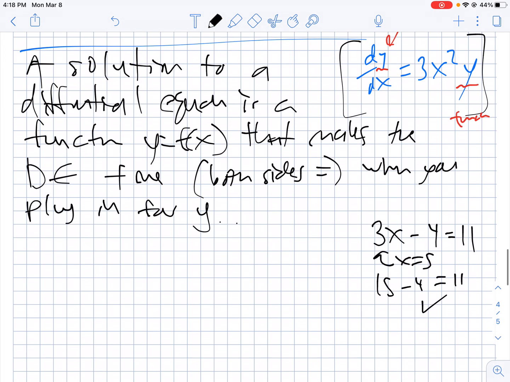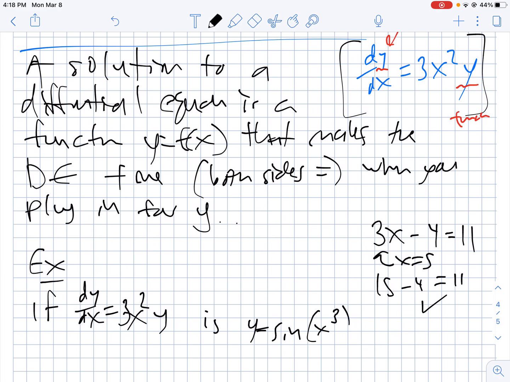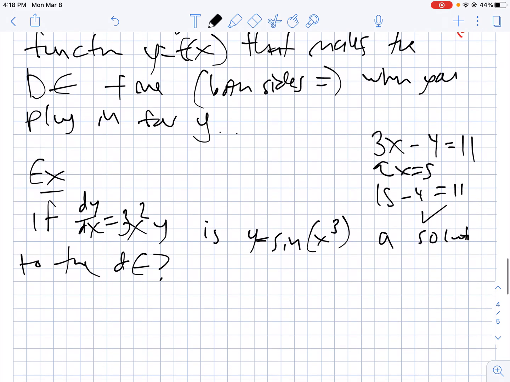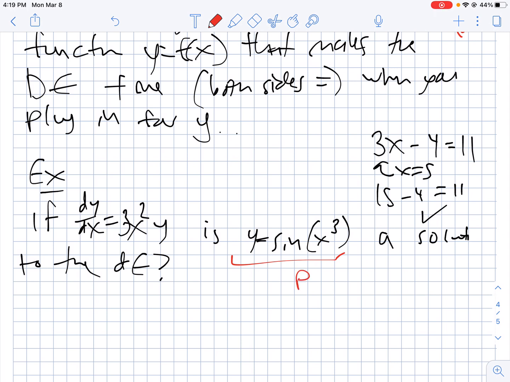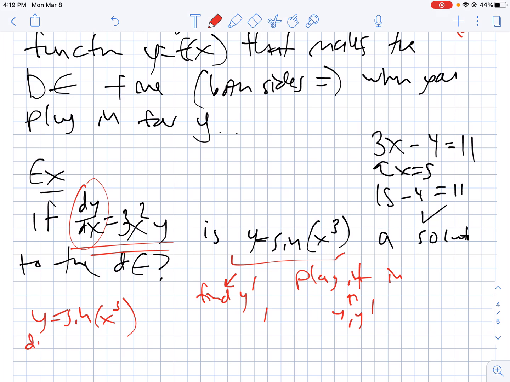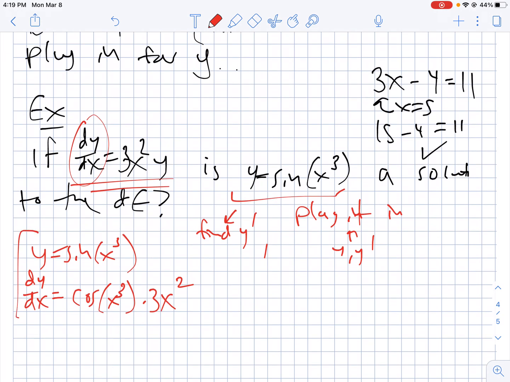Okay, so first off, let's just look at some examples. If I tell you dy dx equals 3x squared y, is y equals sine of x cubed a solution to the DE? The way you're going to answer a problem like this, or anything that says verify it's a solution, or check if it's a solution, is you're going to take this equation and plug it in. You need to find y prime, because you need a dy dx, and plug both the y and the y prime into this equation. My y is equal to sine of x cubed. Taking the derivative using the chain rule, my dy dx is cosine of x cubed times 3x squared.